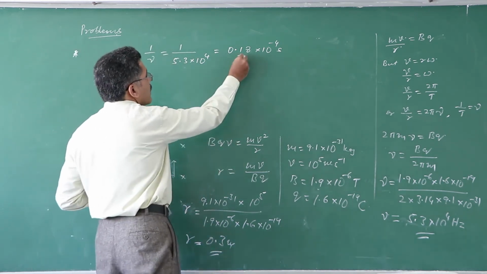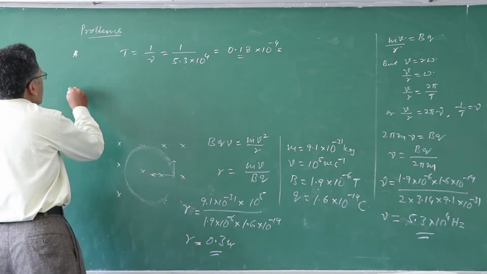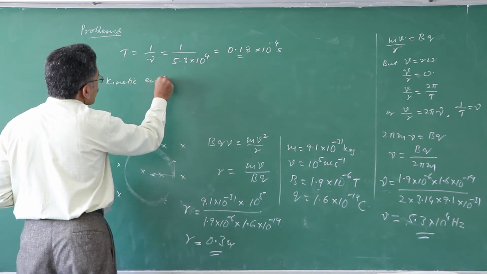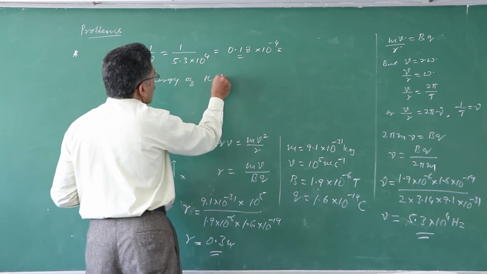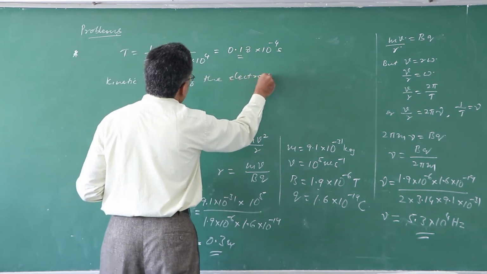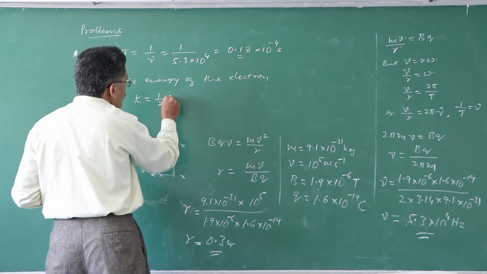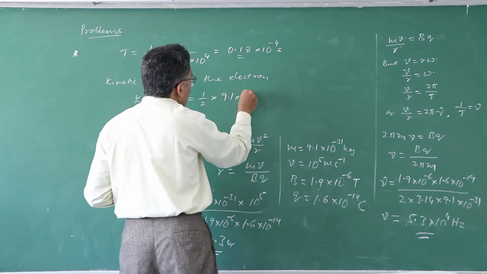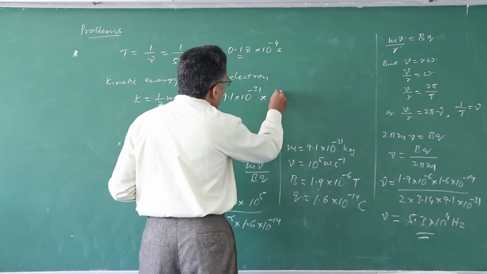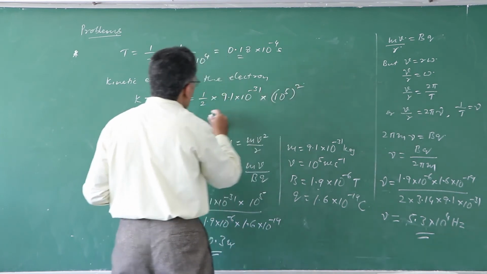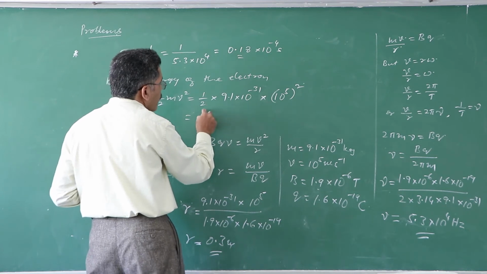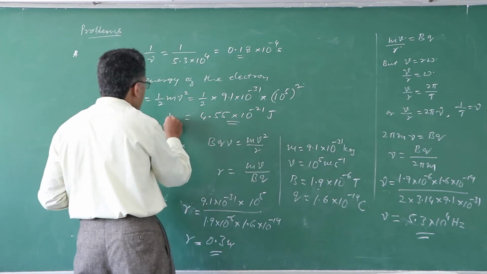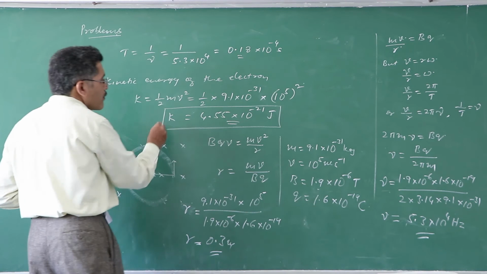Please check it approximately. And what is kinetic energy? Kinetic energy of the electron is given by K is equal to half mv square. Half mass is 9.1 into 10 raised to minus 31. What is the speed? 10 raised to 5 whole square. So you are going to get 4.55 into 10 raised to minus 21 joule. See, this is the kinetic energy associated with the electron.